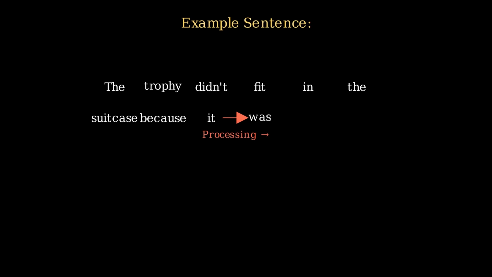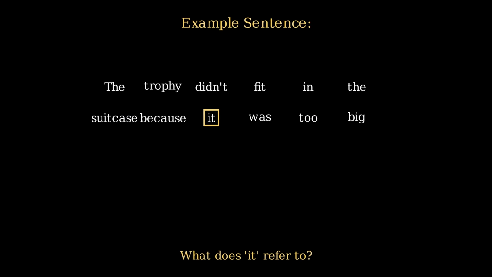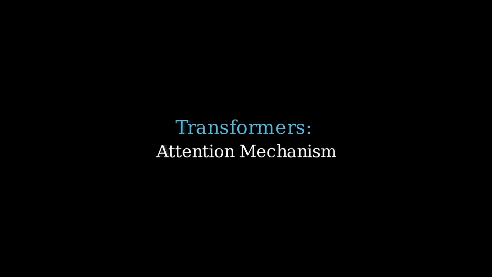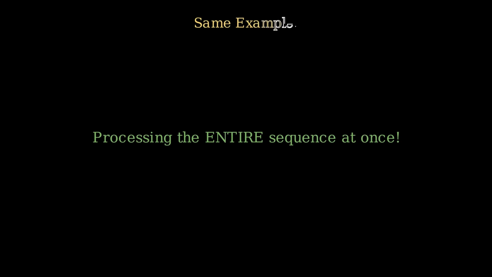Before transformers, models processed data sequentially, one word at a time in order. This made it slow and difficult to understand long-range relationships in text. For example, in the sentence, "the trophy didn't fit in the suitcase because it was too big," well, what does the word "it" refer to? While humans figured this out instantly, older AI models struggled because they processed words one by one and lost context along the way. Transformers solved this with a mechanism called attention, specifically self-attention.